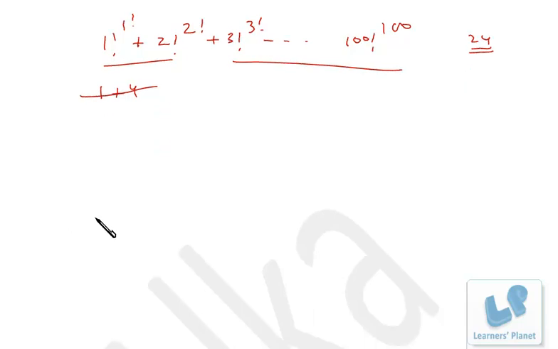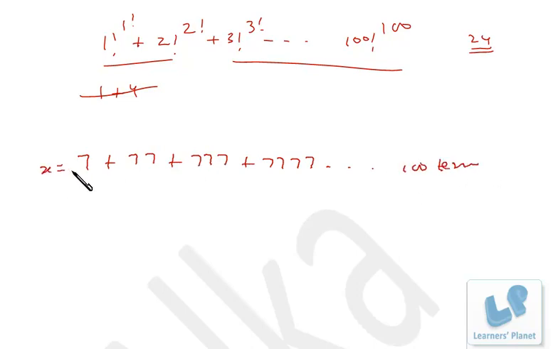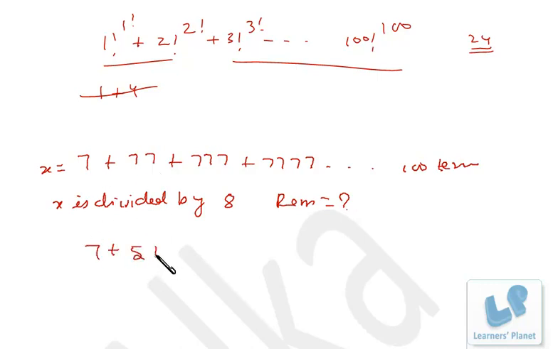Next we have a problem: 7 plus 77 plus 777 plus so on till 100 terms. Right? This is an expression that is x. If x is divided by 8, then what will be the remainder? Okay, now pretty simple. Here the remainder is 7. Here the remainder is 5. Here if you divide it by 8, 8 9s are 72, 5, 7, the remainder is 1. Right? Again in this case 9, 1. Again you take 17. The remainder is still 1.